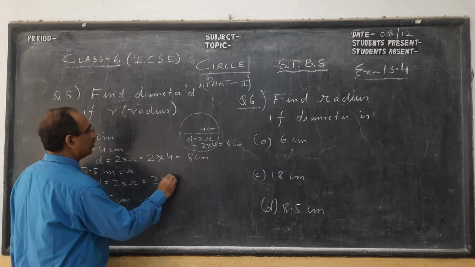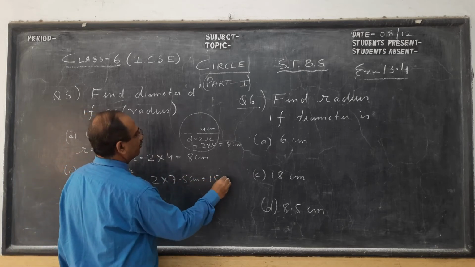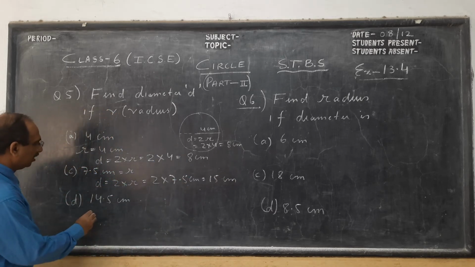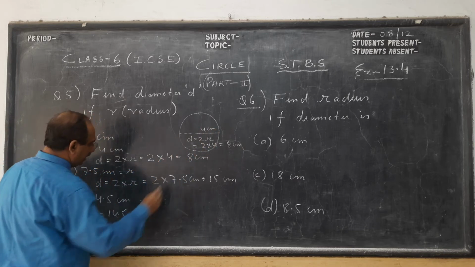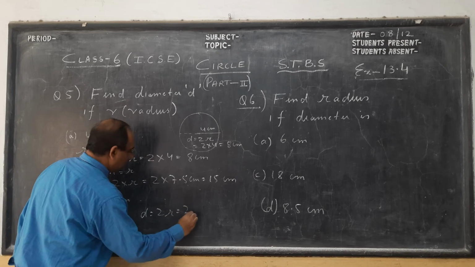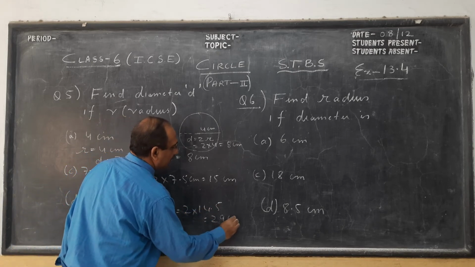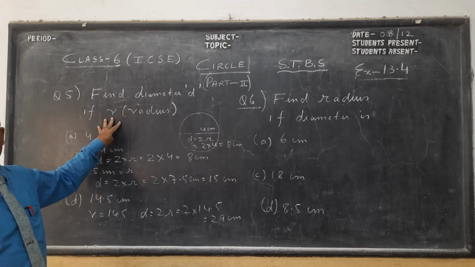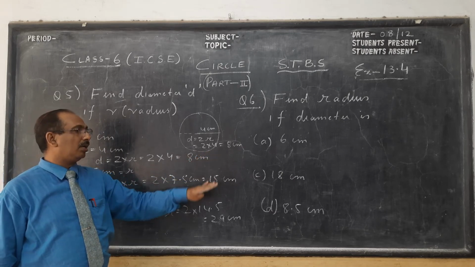Everywhere we will do the same. Since this is the radius, diameter is 2R. So 2 into 7.5 centimeter, we get 15 centimeter. You don't need to draw a diagram, children, when I explain like that. So if R is 14.5, diameter will be double, children. Diameter is 2R, 2 into 14.5, we will get 29 centimeter. So when radius is given and we have to find diameter, we multiply by 2.